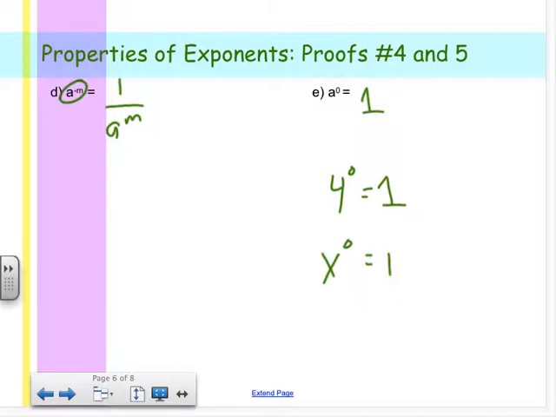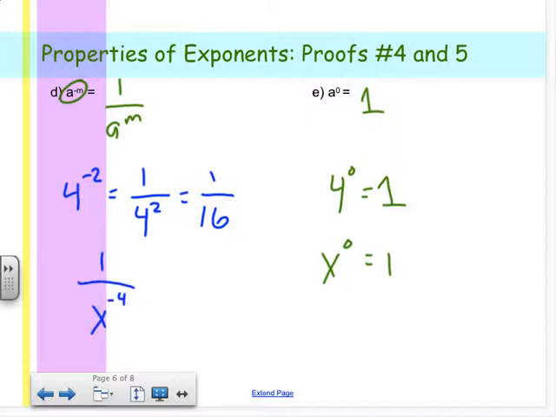So for example, if I had 4 to the negative second, I would say, well, I see the negative exponent, I'm going to flip it over the fraction bar to make that positive. Now from here I can say, well, I know what 4 squared is. That's 16, and I can reduce that to 1 over 16. Same idea here.